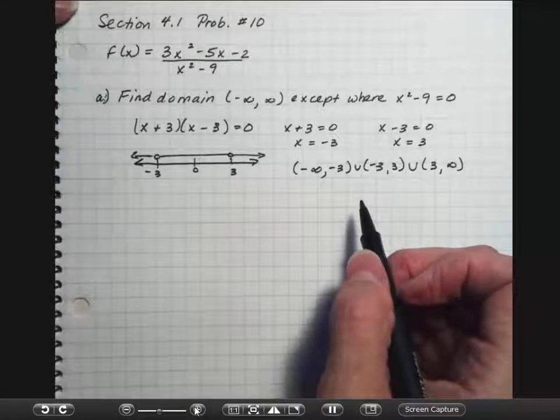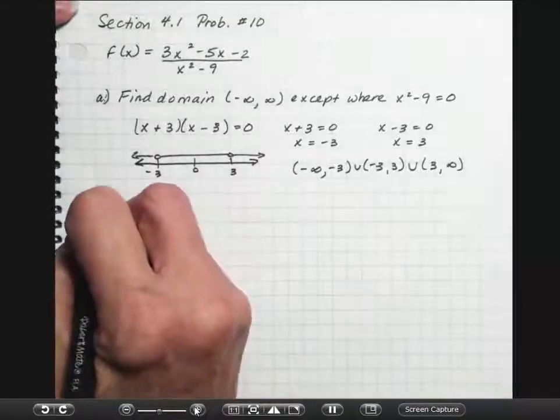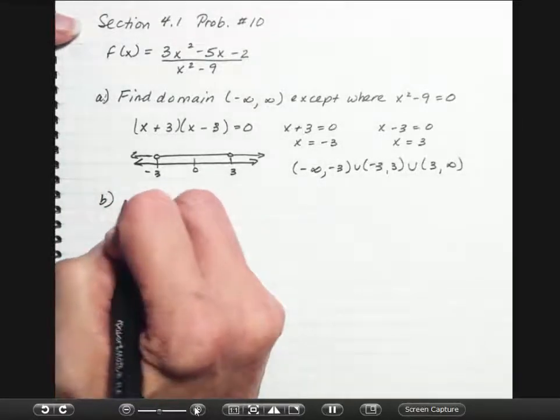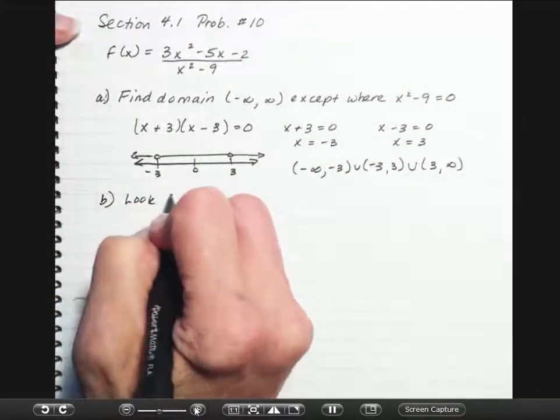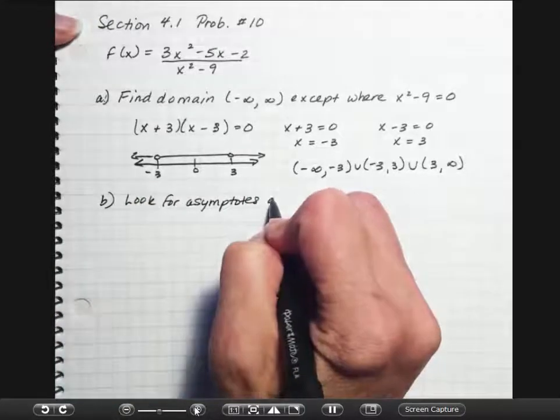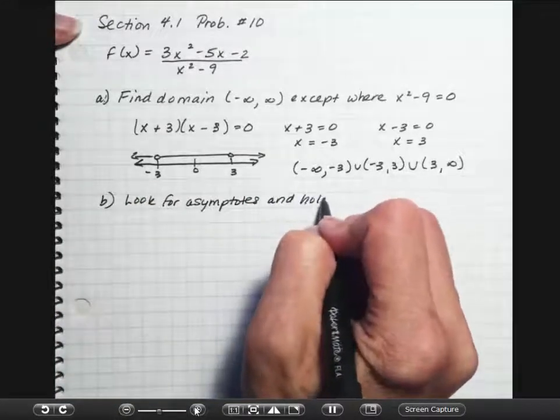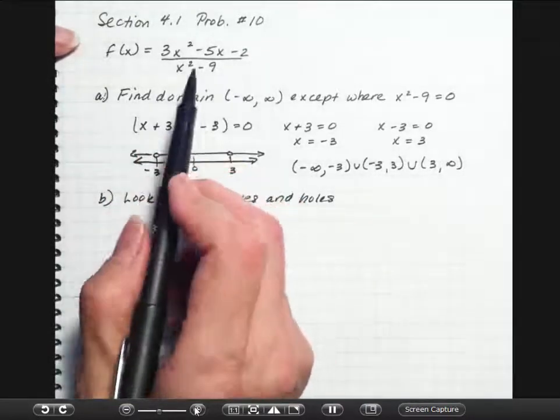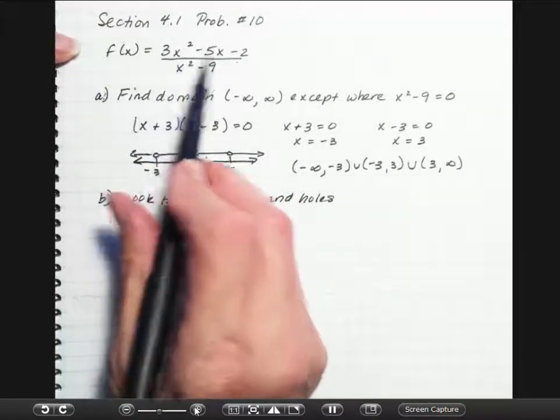The second part says to identify any vertical asymptotes of the graph of y is equal to f of x. So we're looking for asymptotes, and then the third thing is to look for holes. We're going to look for asymptotes and holes at the same time. To do that, we're going to factor our numerator.